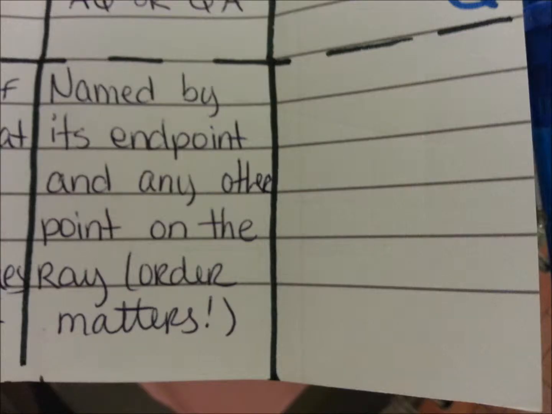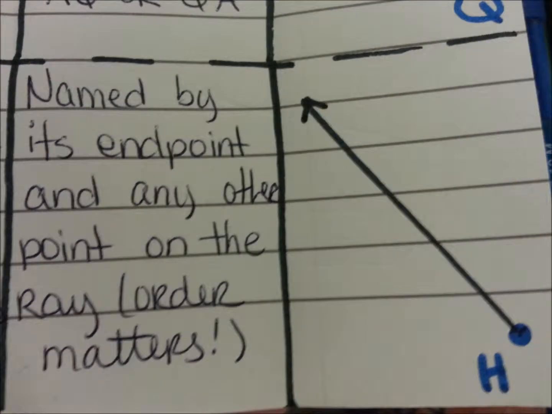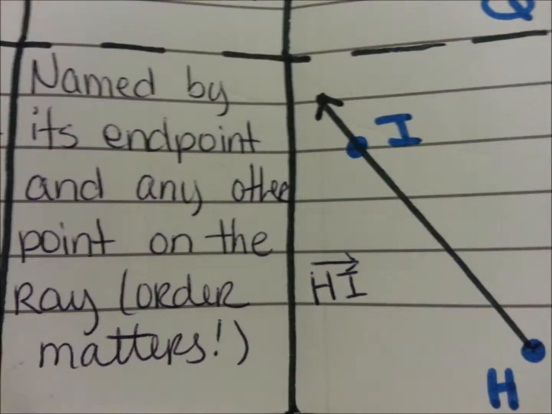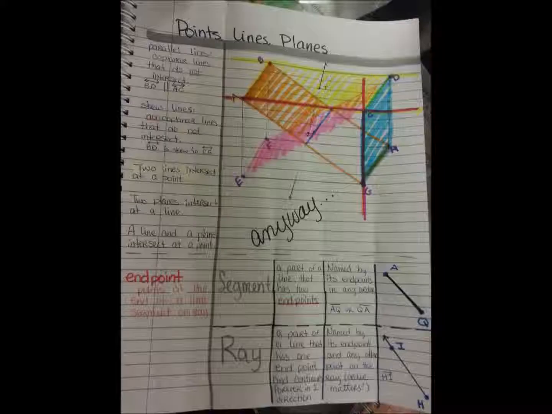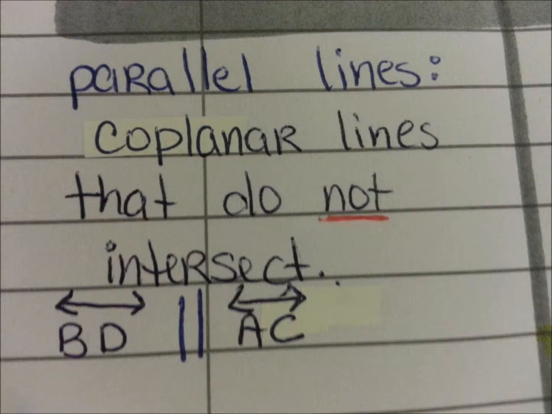A ray is named by its endpoint and any other point that's on the ray, and in this case, order does matter. So when I draw this ray, I have to go from H to I. So this ray's name is ray HI. And that's the basics of points, lines, planes, and some of the vocabulary words that you can start to build using the concepts of points, lines, and planes, and using those words to define everything else.